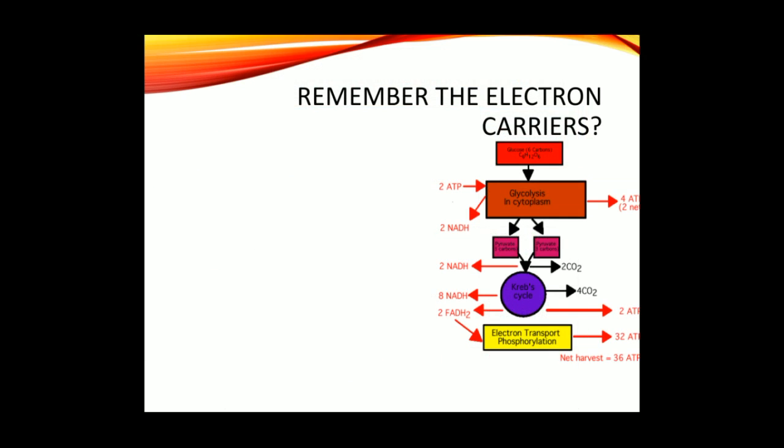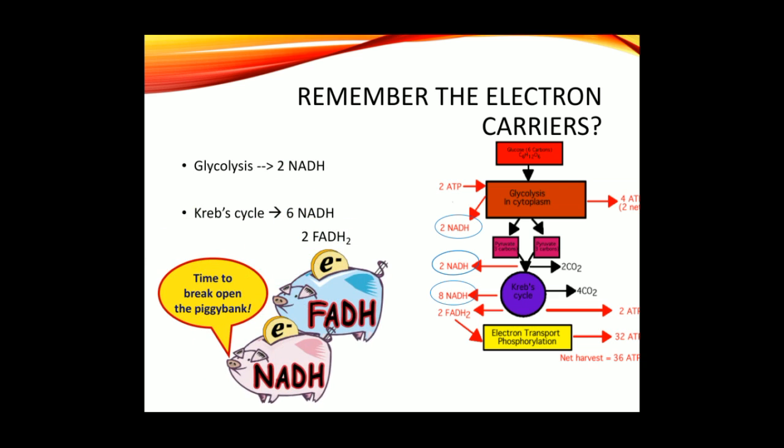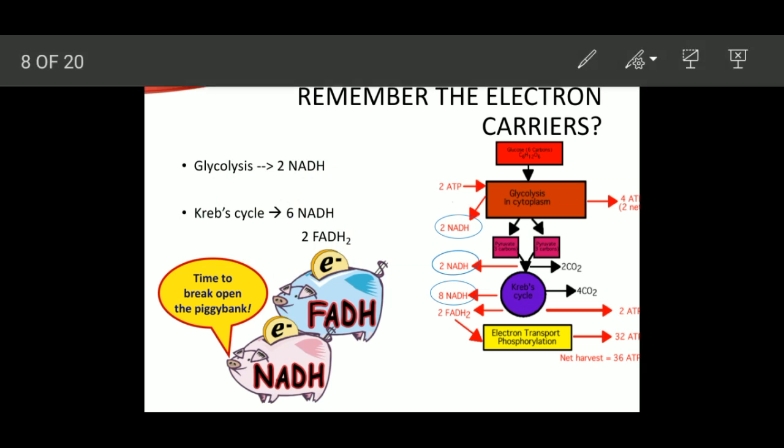Now let's know the electron carriers. What are the electron carriers here? As you can clearly see, in glycolysis we obtain 2 NADH. In the Krebs cycle we obtain 6 NADH and 2 FADH2, and in pyruvate oxidation also we obtain 2 NADH. So these NADH and FADH2 are the electron carriers here. This is the basic concept.